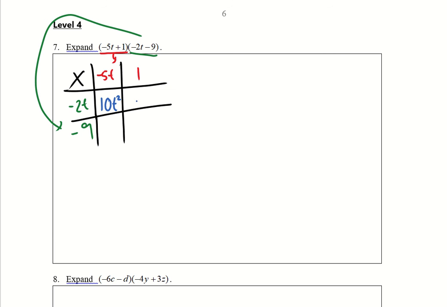So negative 2t times 1 is quite straightforward. It's negative 2t. Negative 9 times negative 5t. So negative and negative becomes positive. 9 times 5 is 45. And then I have a t there. And then negative 9 times 1 is simply negative 9.